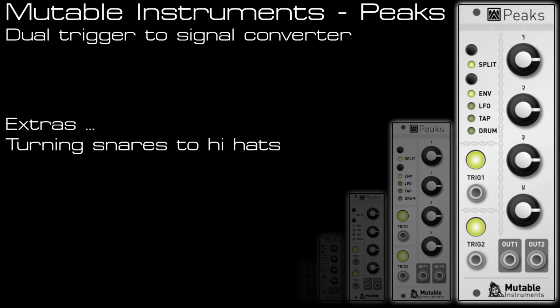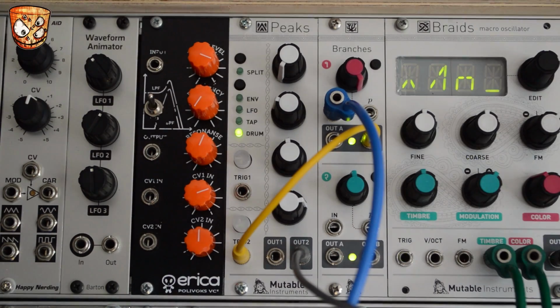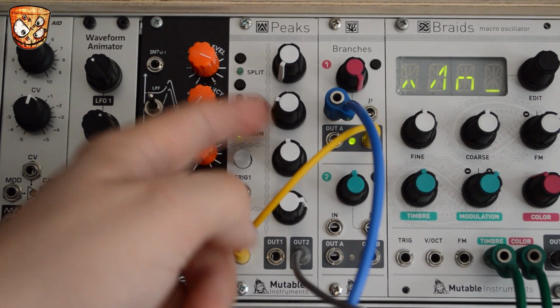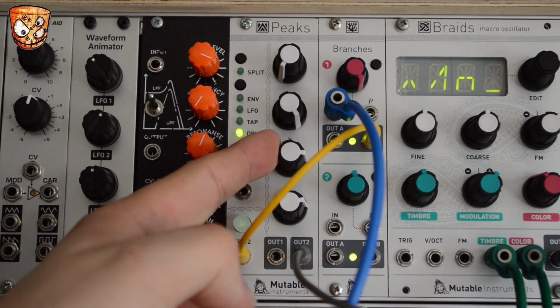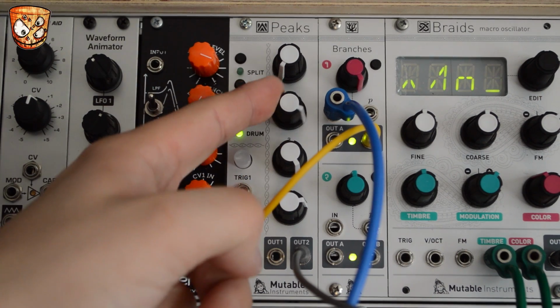Here's a little extra bit with a drum mode that I didn't look at in the previous part of the video. The snare drum can actually turn into a hi-hat when you turn up knobs 2 and 3 all the way to the right.